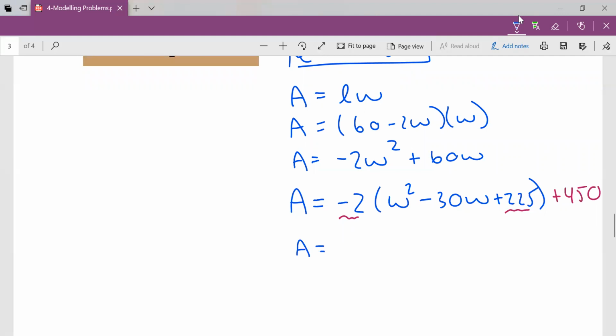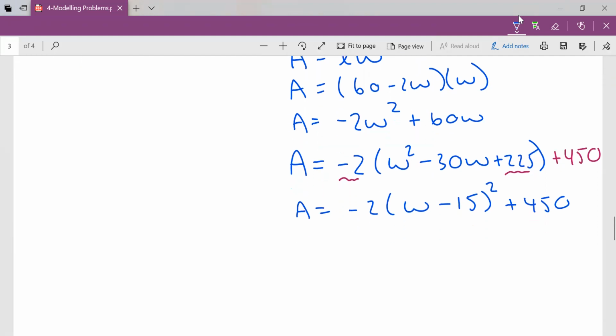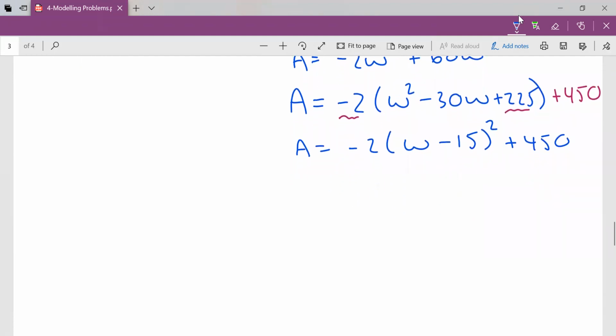And what do we have? Perfect square trinomial. So again, it's negative 15. I know it's negative 15 because that's what we got when we said negative 30 divided by 2, squared, plus 450. Okay, did we answer the question? Well, our vertex is 15 and 450. So what are these values?